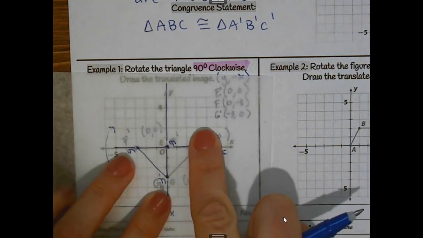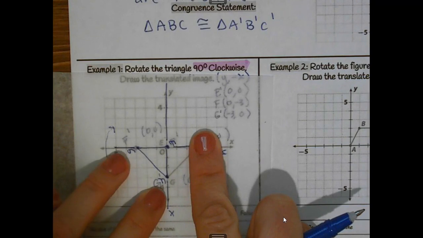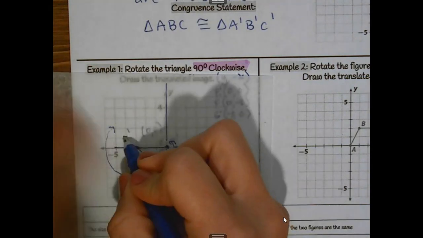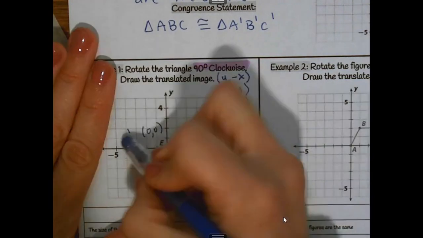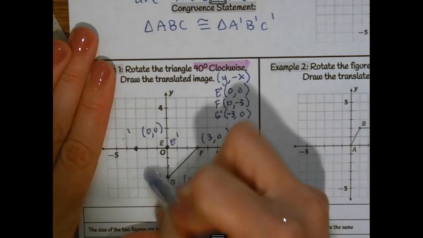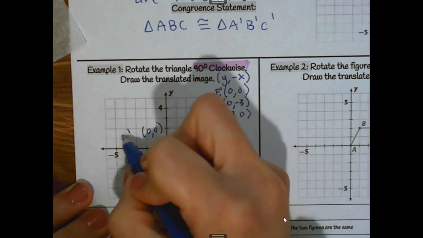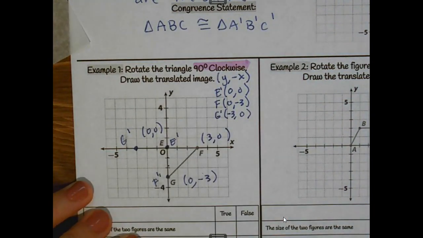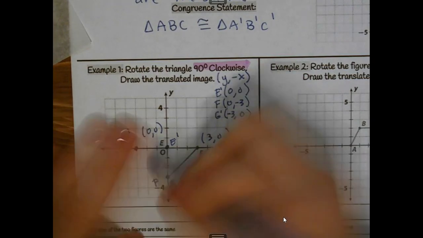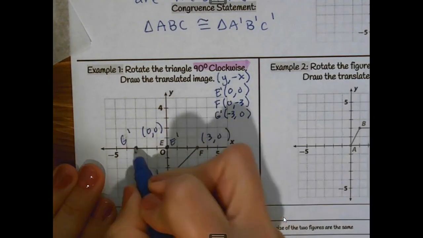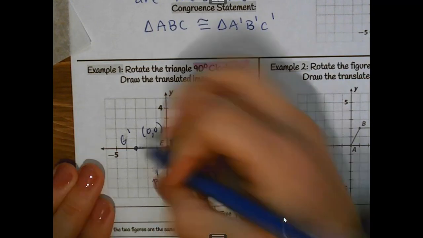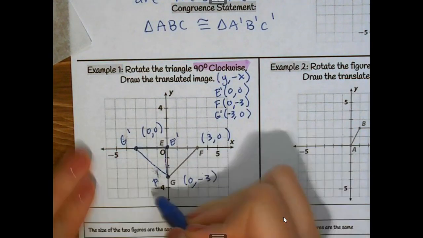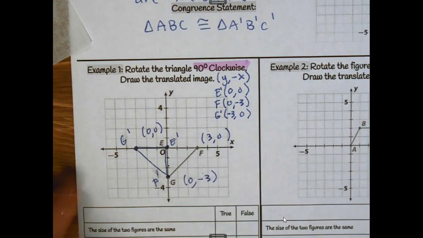And I think I got my points mixed up. I think I mixed up F and G. So I'm going to go ahead and fix that. So we notice that F ends up being here and then G ends up being over here. So I made a little mistake there. Not a problem. We can fix that. So here is my G prime. And then here is my F prime. Okay. So we can go ahead and we can trace our triangle. And then there we go. Your triangle is rotated 90 degrees clockwise.